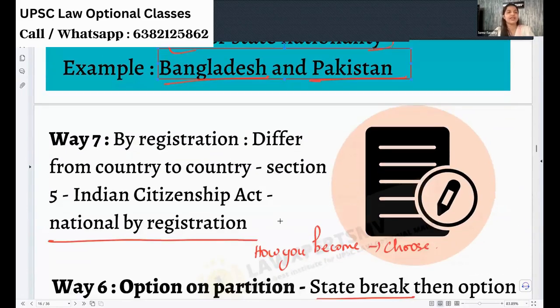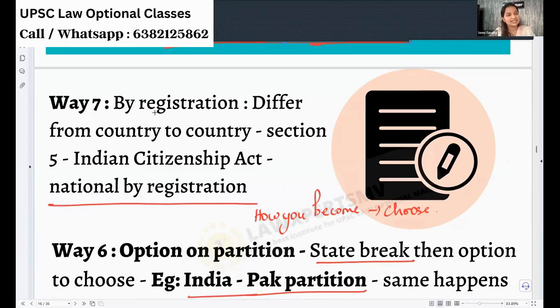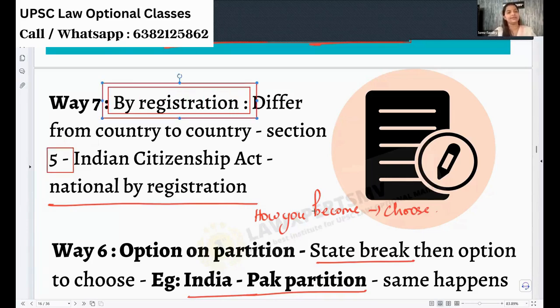And next you have another way, that is by registration. See, this registration is given under the domestic law of each country. It differs from country to country. Each country will have a different set of rules. Okay, so according to the Indian Citizenship Act, we have Section 5, which says that you follow all these things, we give you the citizenship. Okay, like that. So by registration also you can acquire nationality.